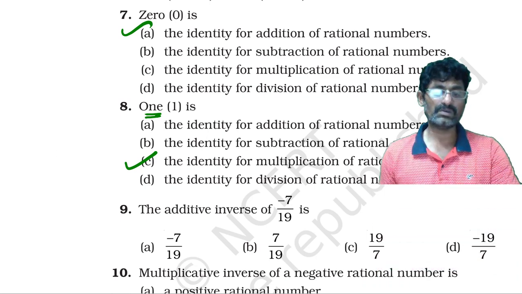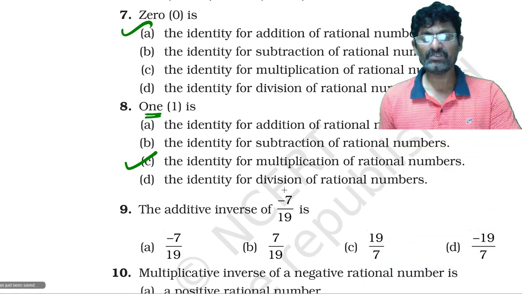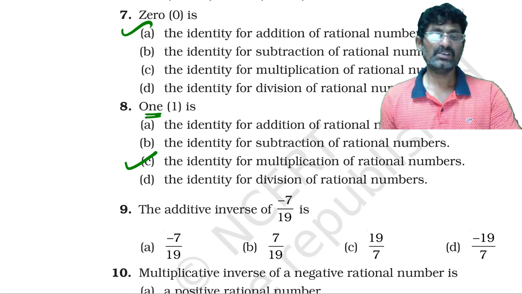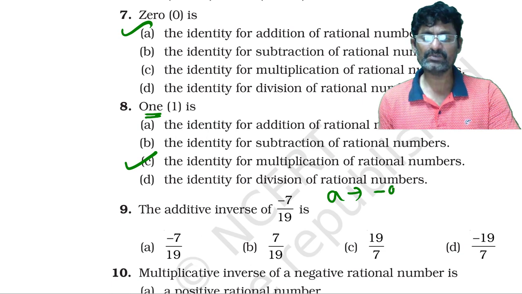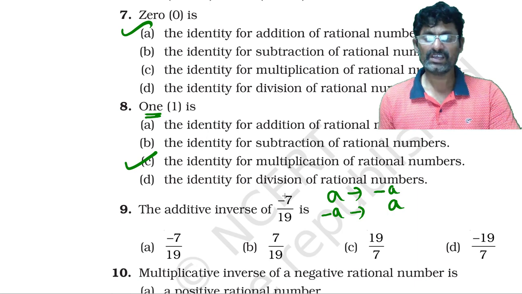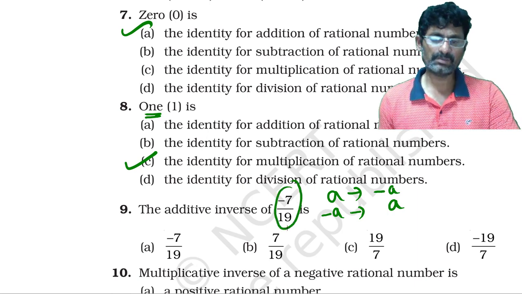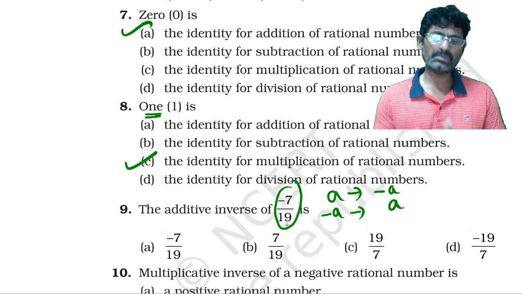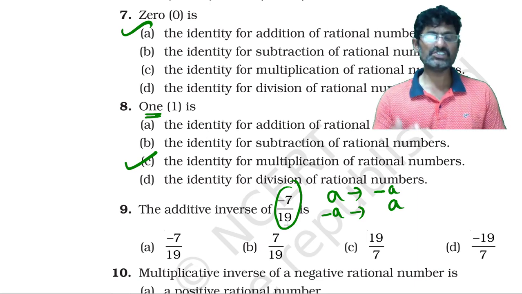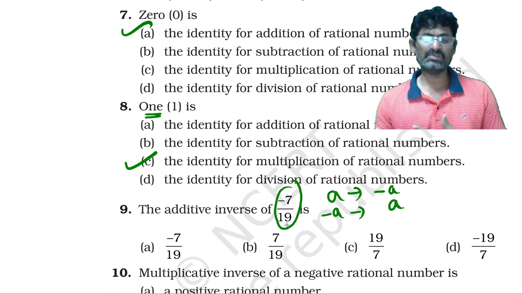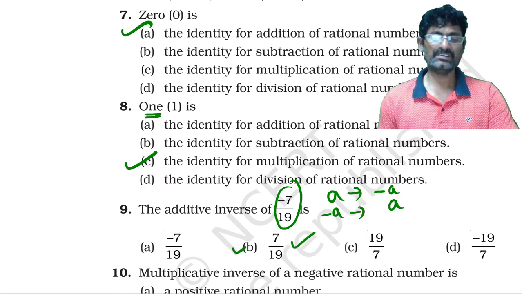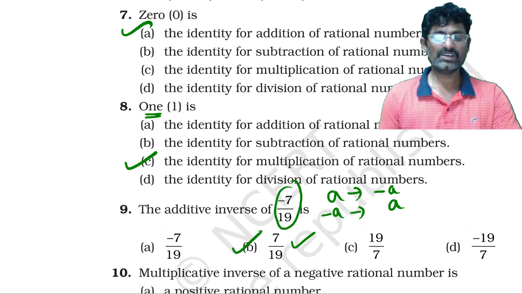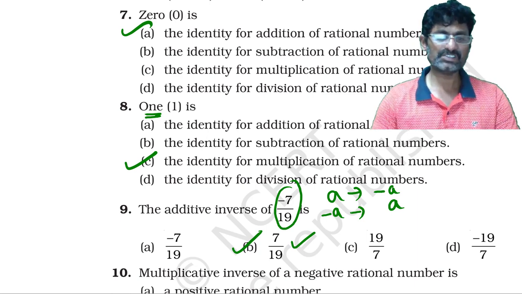Now let us go to the ninth problem. The additive inverse of negative 7 by 19 is... Suppose you take A, for this the additive inverse is negative A, and if you take negative A, the additive inverse is A. So here negative 7 by 19 is our number. The additive inverse of that number will be 7 by 19. Simply change the sign of the number. That's it. That will be the additive inverse. So 7 by 19 is the correct option. Let us move on to the next problem, that is the 10th problem.